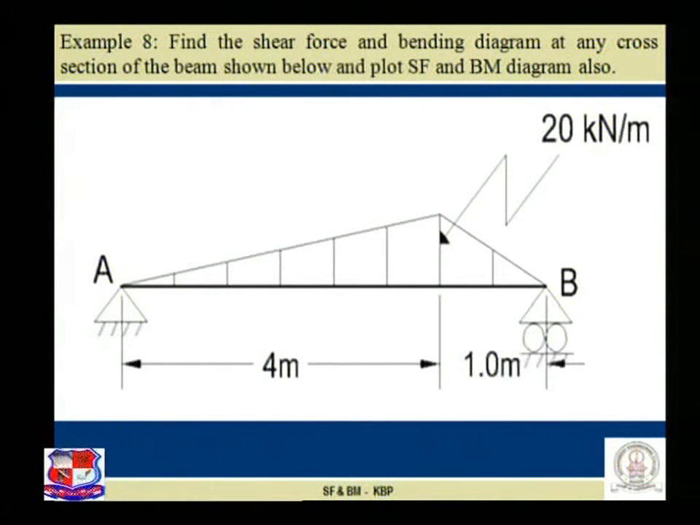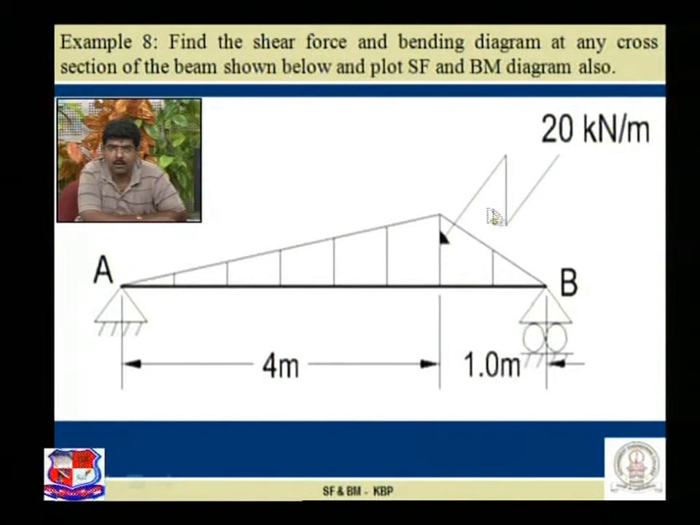Yes, the given beam is a simply supported beam. The load which is acting on the beam is of UVL nature with two different triangles. Up to 4 meter, one triangle, after that 1 meter, another triangle. So the given load is of this nature, which is acting on a beam, and our intention is to plot the shear force diagram as well as the bending moment diagram for this particular beam.